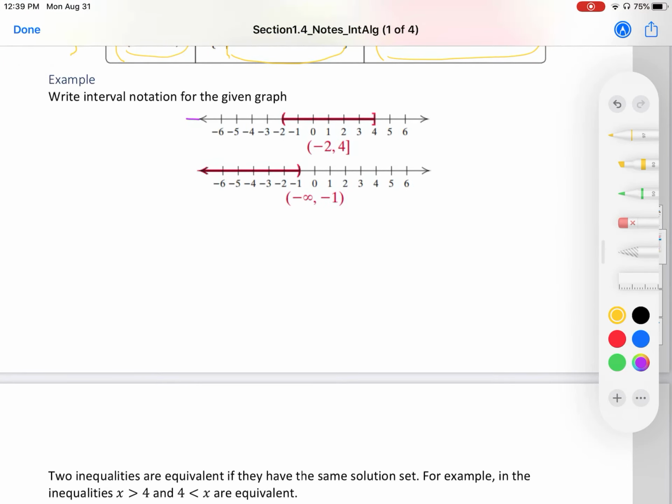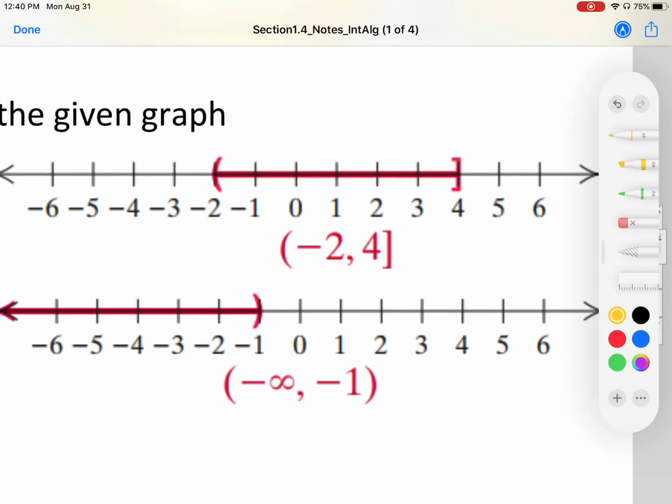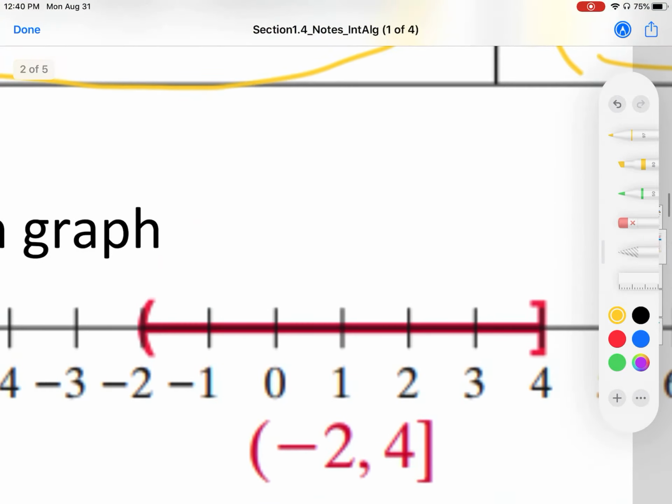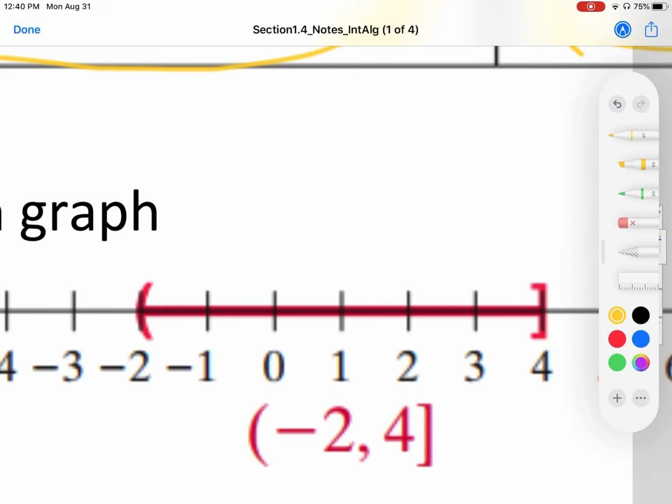Moving forward, an example: write interval notation for the given graph. Okay, so let's take a look at this first one. For this first graph, the answer is there. We see that we read our number lines from left to right, just like we read books, right? We read them from left to right. So we interpret our number line from left to right.